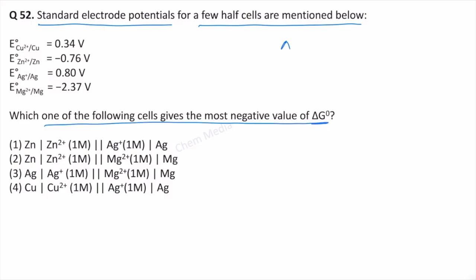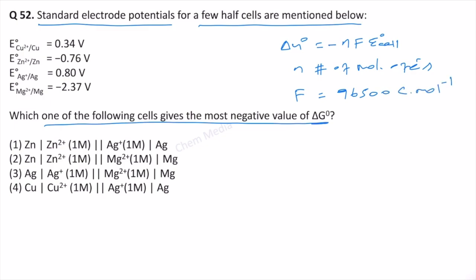We know that delta G naught is equal to minus nFE cell standard, where n is the number of moles of electrons, and F is the Faraday constant, which is 96,500 coulomb per mole, and E standard of the cell is equal to E standard of the cathode, that is the reduction potential, minus E standard of the anode, that is also a reduction potential.